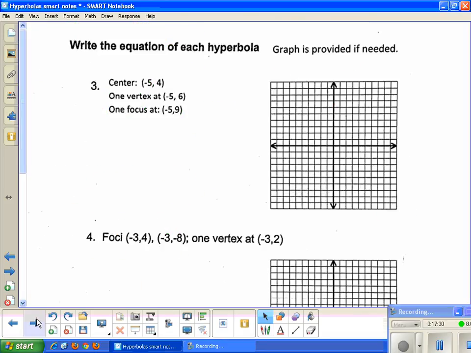Let's go ahead and do the last two. For these, we want to write the equation of the hyperbola. If you need a graph, it's provided. Anytime I'm given these problems, I like to start to sketch it because it helps me visualize what I'm trying to find. I have the center of my graph, which is at -5, 4. So right here.